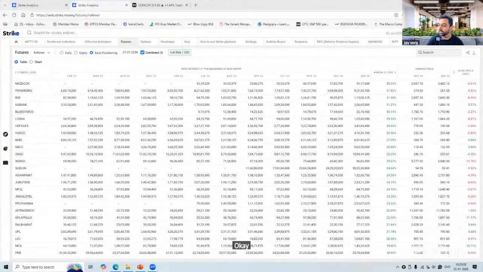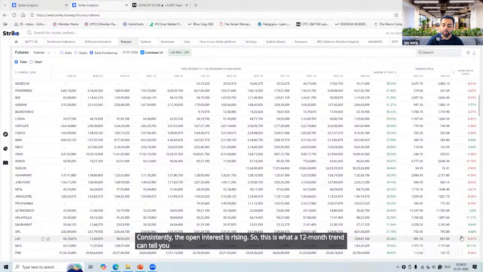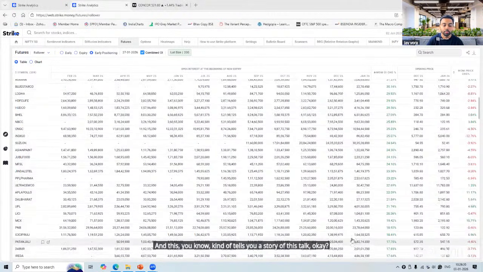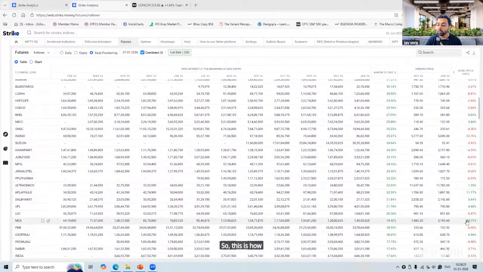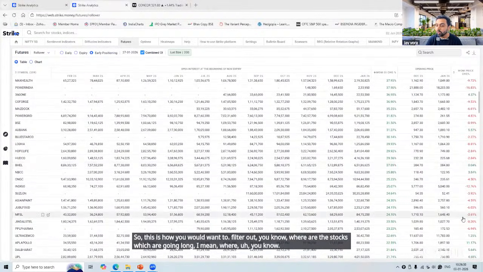Okay, you see something like this, UPL. Consistently, the open interest is rising. So this is what a 12-month trend can tell you. And over here, in fact, it has gone up. So that means people are going long in this, and this kind of tells you a story of this stock. So this is how you would want to filter out where the stocks are which are going long, I mean, where we are seeing long and where we are seeing short.